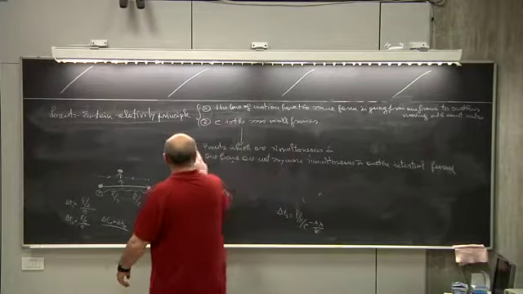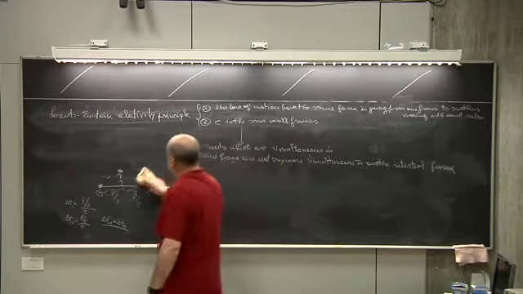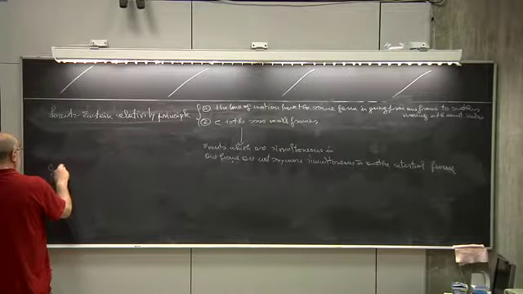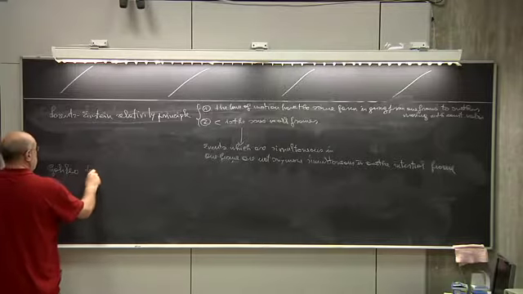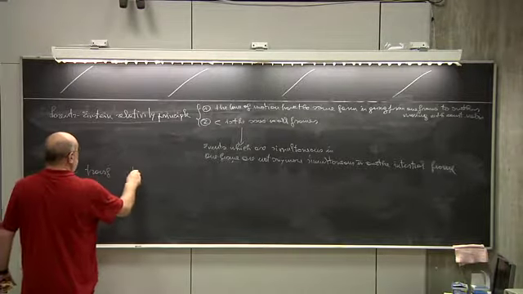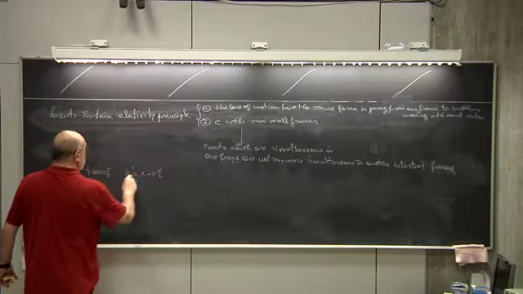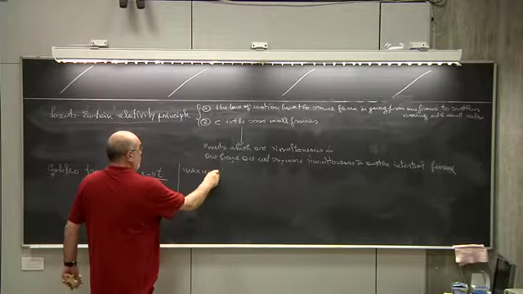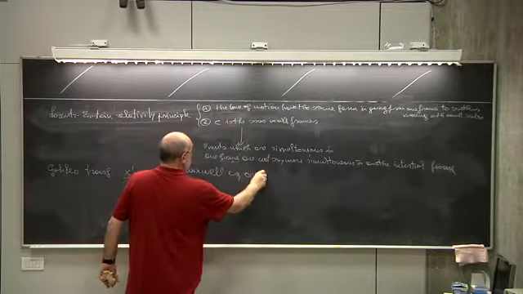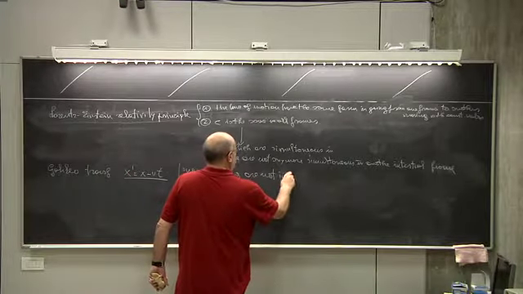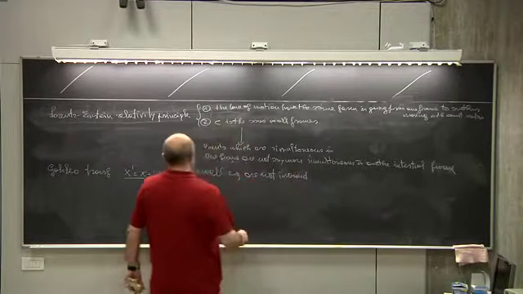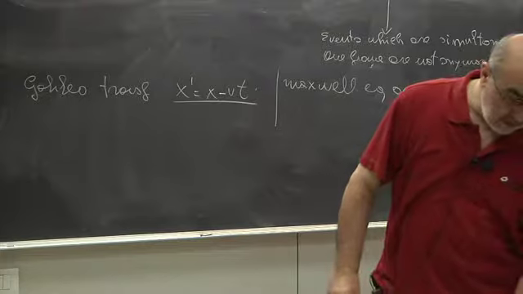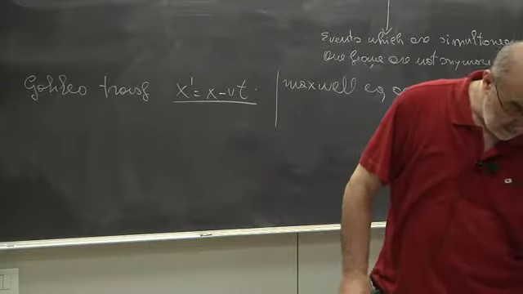Now let's go and see. Remember the Galilei transformation law was x prime is equal to x minus vt, and I said the Maxwell equations are not invariant under this. So there must be a different transformation law. And the different transformation law now we will derive.